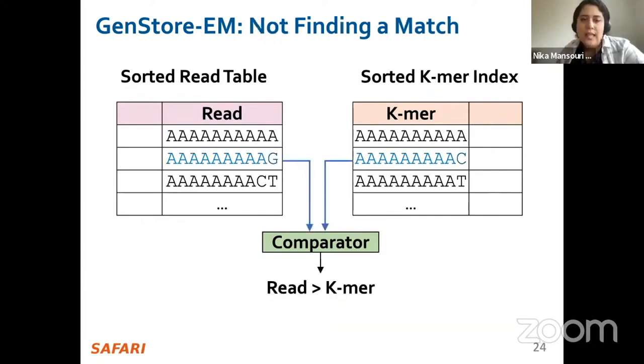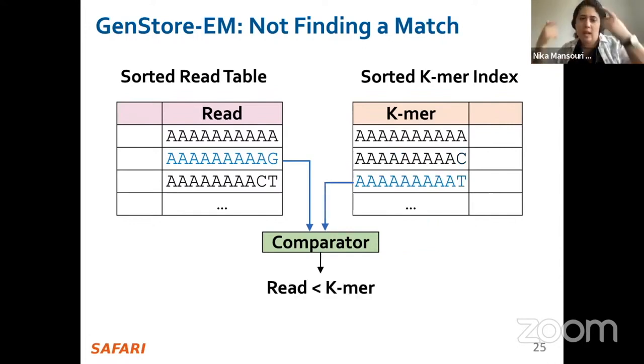Okay, so if the read is alphabetically larger than the k-mer, we conclude that the k-mer does not match any read, because we have been sequentially scanning, right? So if we already had a k-mer matching to the read, we would have found it. So if the k-mer is smaller than the read, it means that the k-mer would not match any read. So we can just move to the next element.